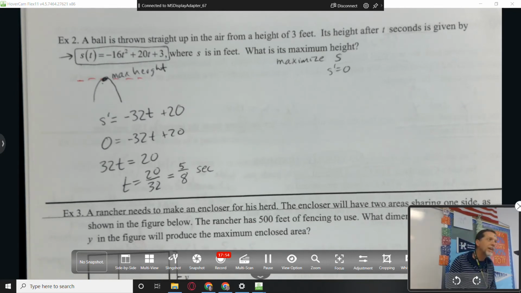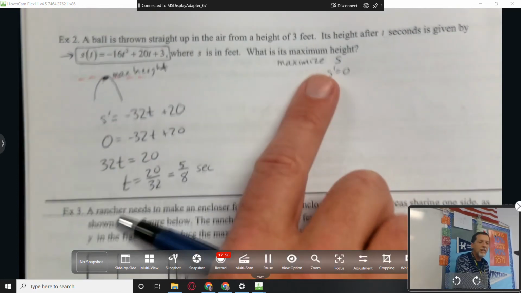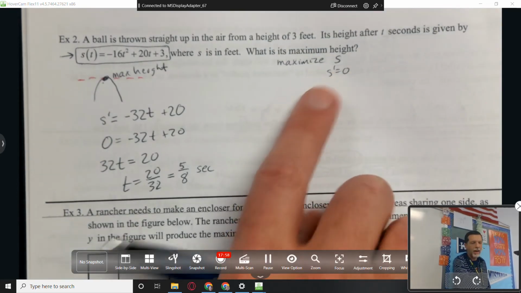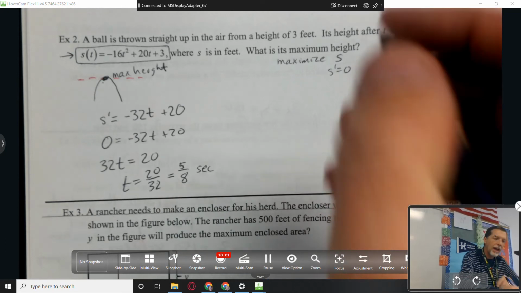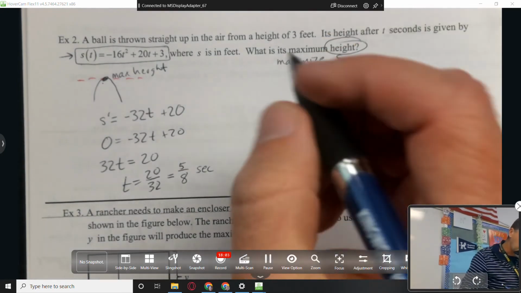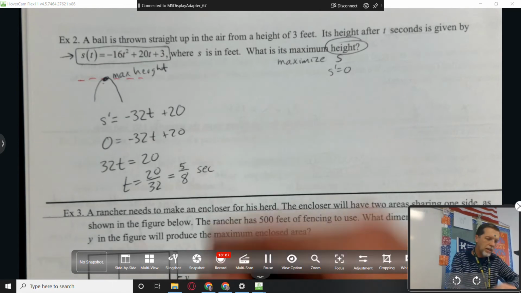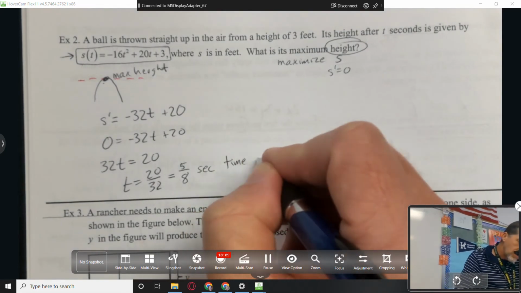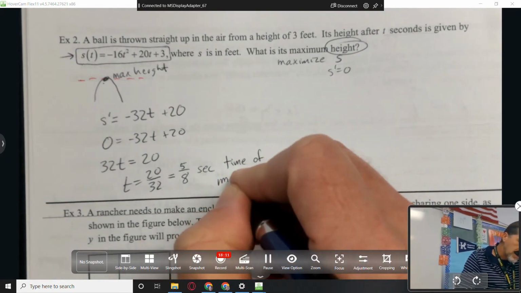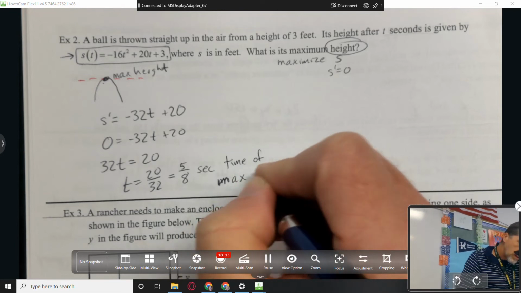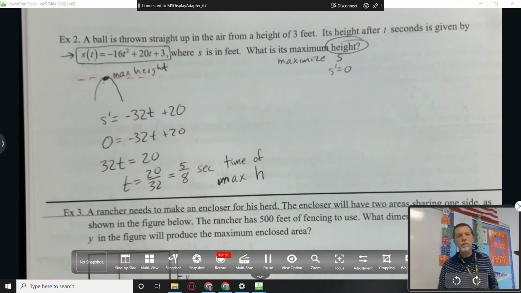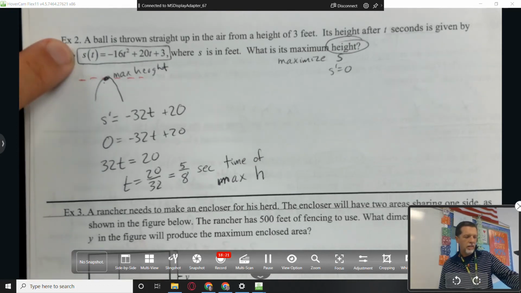Right, so again, read the question. It could have easily said, find the time where it's at its max, and that would be our answer. But it asked, what is the maximum height? So the height is S. I know the time of maximum height. What do I do to find the actual maximum height? Plug it in. Into where? The original equation.